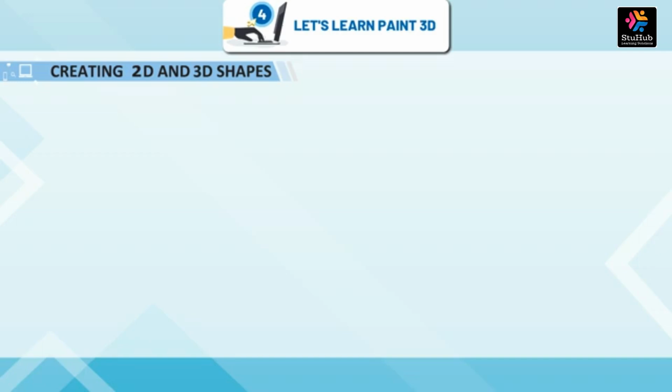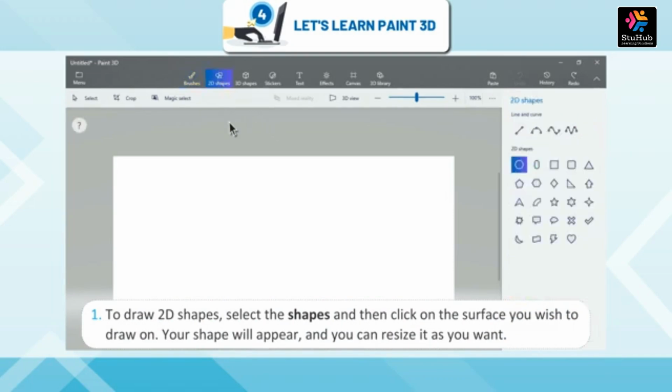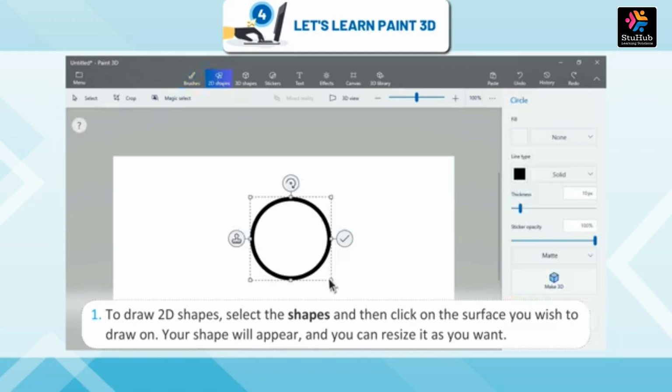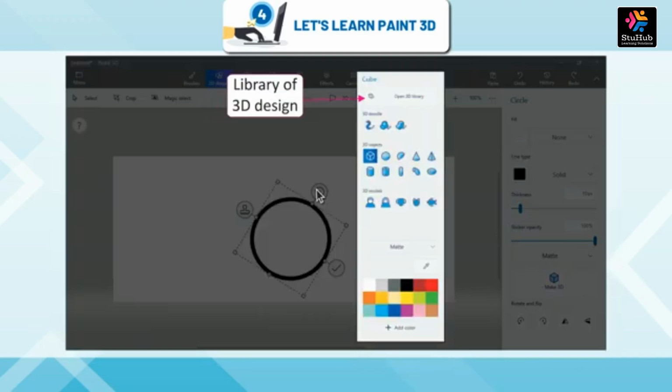Creating 2D and 3D shapes. 1. To draw 2D shapes, select the shapes and then click on the surface you wish to draw on. Your shape will appear and you can resize it as you want. 2. Brushes can be used to paint on both 2D and 3D surfaces. Use the free rotation handle to turn your 3D object while you paint.